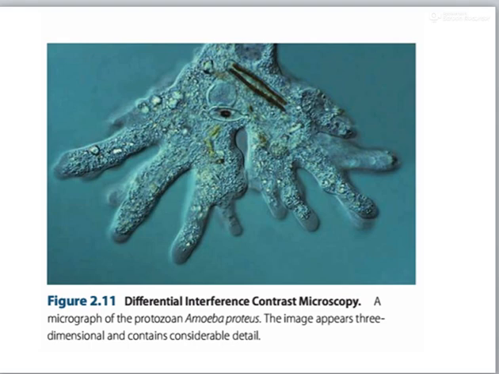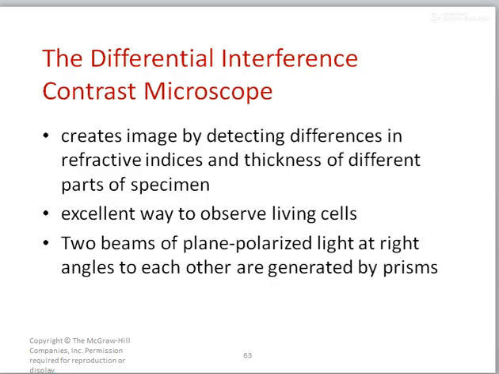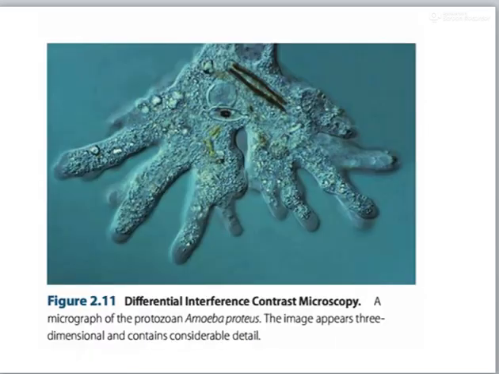So what is the difference in this case? Here also interference plays an important role, but you are using two beams of plane polarized light at right angles to each other, and when they pass through the specimens, of course a differential interference happens and you get a 3D view of the specimen. This is a micrograph of the protozoan Amoeba proteus, and it appears to be 3D in nature.